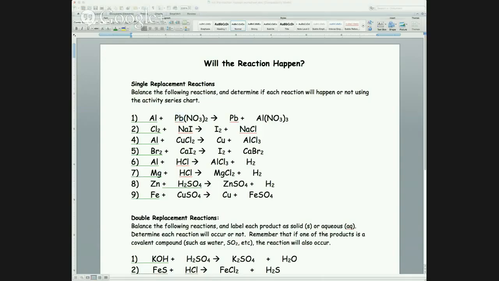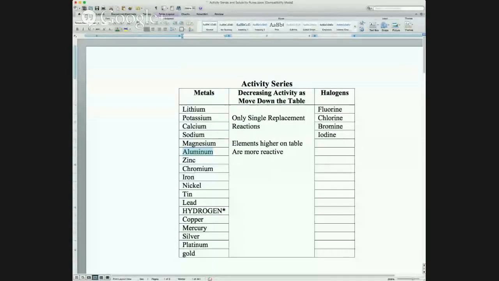So this one time, I'm going to go back to it. Then we're going to look at the rest of them and just pretend that everyone has a list that we can look at. So remember, is aluminum higher than lead? Here's aluminum. Aluminum, is it higher than lead? And the answer is yes. Aluminum is higher than lead. Therefore, that reaction is a yes. The single element is higher than the element in the compound.